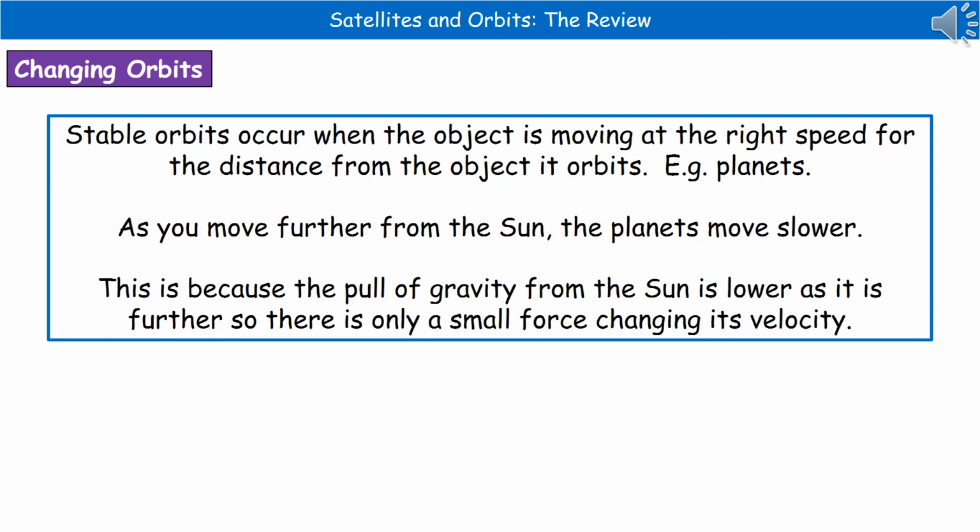If we look at the speed at which the planets in our solar system are moving, the further from the sun we go, the slower the planets are moving. The reason behind that is that when we go further from the sun, the pull of gravity from the sun is lower, because as we know, when things are further away, the pull of gravity is less. So there is only a small force changing its velocity.